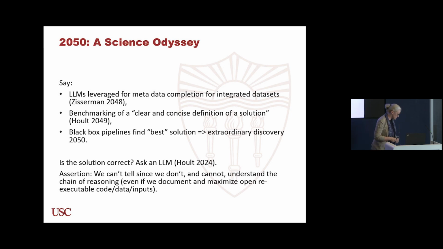Okay, so how do we know it's correct? We followed our procedures. Other people followed procedures as well. We've got conflicting results. How do we break the tie or decide which one's best or correct? Well, we heard yesterday some hints of, well, we'll just ask an LLM. What's correct? Okay, so the point I'm trying to make here is what are we losing, in a sense, in a trade-off for these discoveries?